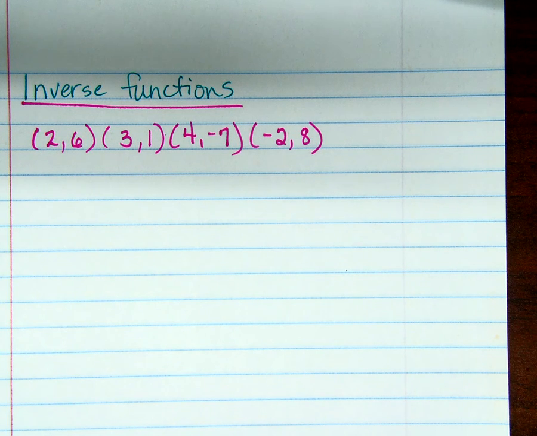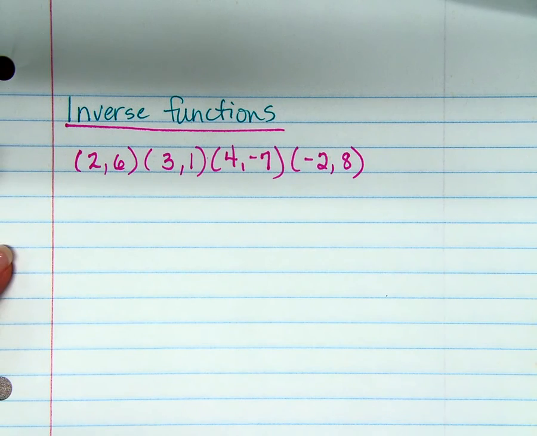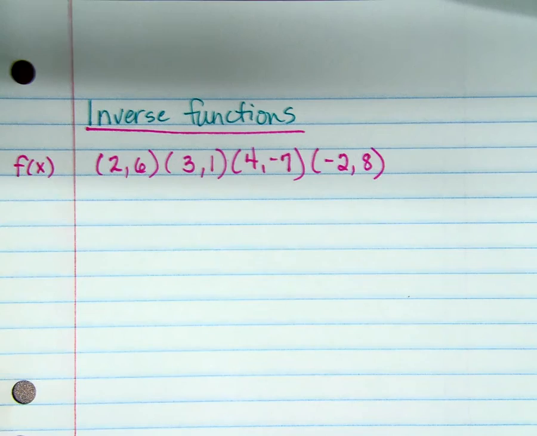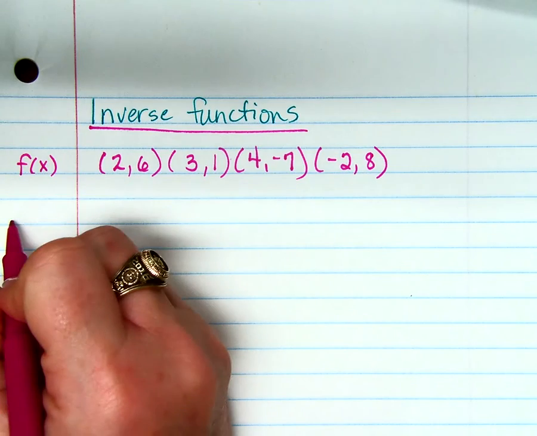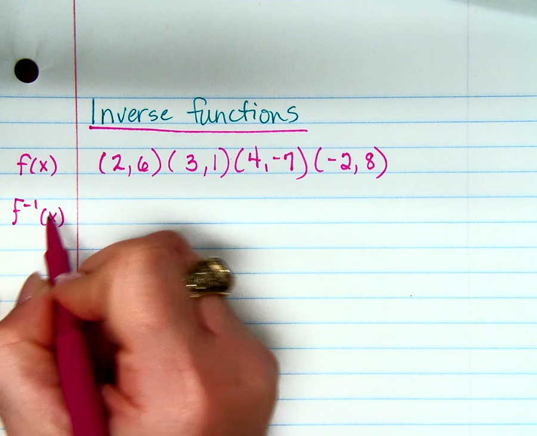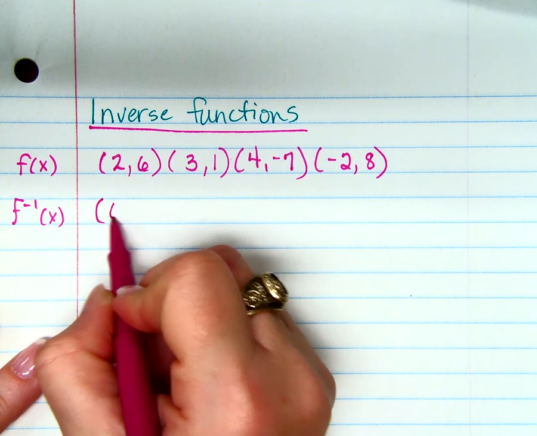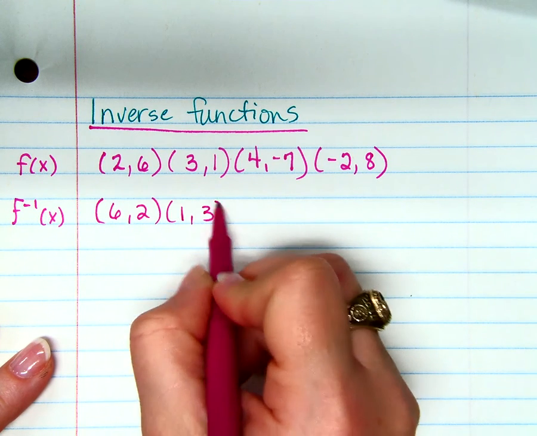Okay? So if this is a function, I'm going to go ahead and teach you some notation while we're at it. I'm going to say this is the function, which we can call f of x, right? Here's the inverse function, which we're going to call f negative 1 of x. That's the notation to find the inverse function. I don't even have to say find the inverse function. I could just say f negative 1 of x equals. And you know now that means find the inverse function. Okay? So let me show you what the inverse function is, and then you're going to tell me how I did it.